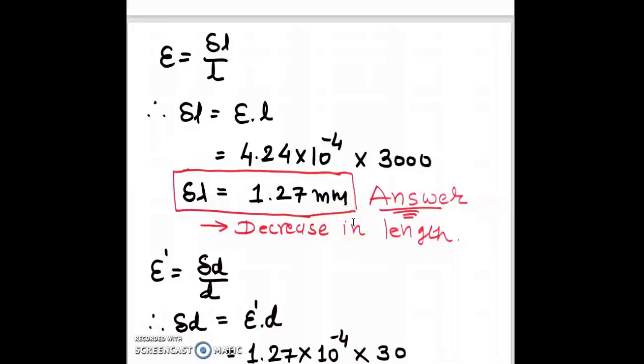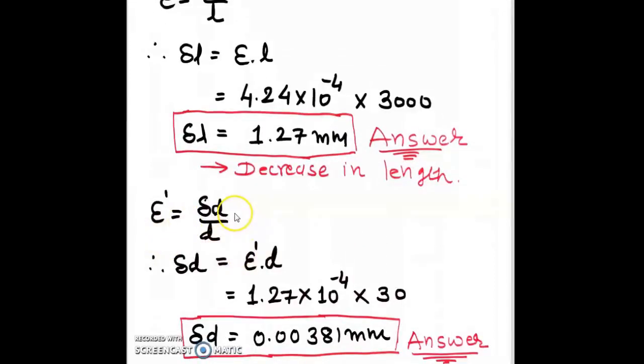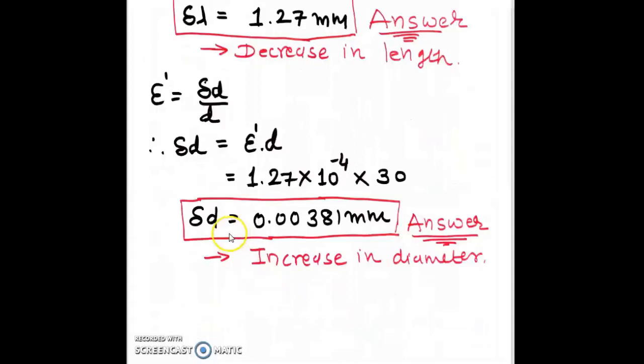Now we find the second answer, the change in diameter. Lateral strain is equal to delta D upon D. Delta D is equal to epsilon dash into D. We have calculated 1.27 into 10 raised to minus 4, and the 30 mm diameter is given. Then delta D is equal to 0.00381 mm. So it is our second final answer. When a compressive load is acting on the object, the diameter increases, so it is an increase in diameter. By this way we can calculate the various examples which are based on linear strain, lateral strain, Poisson's ratio and volumetric strain.